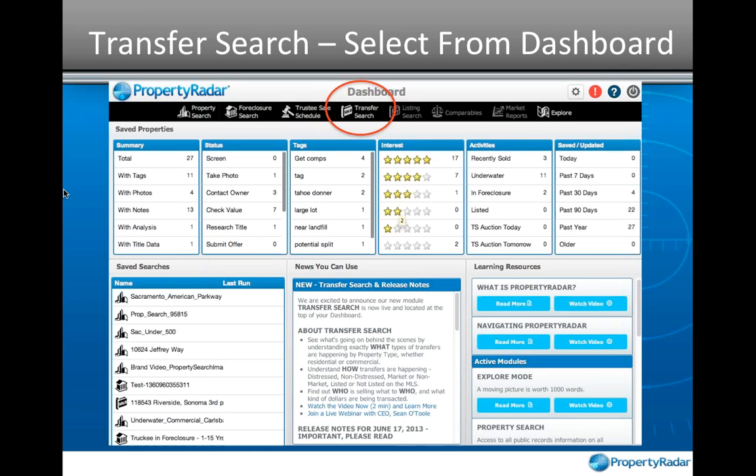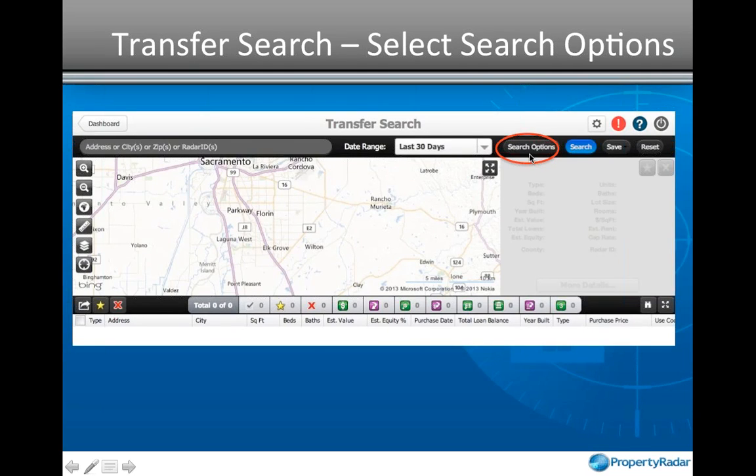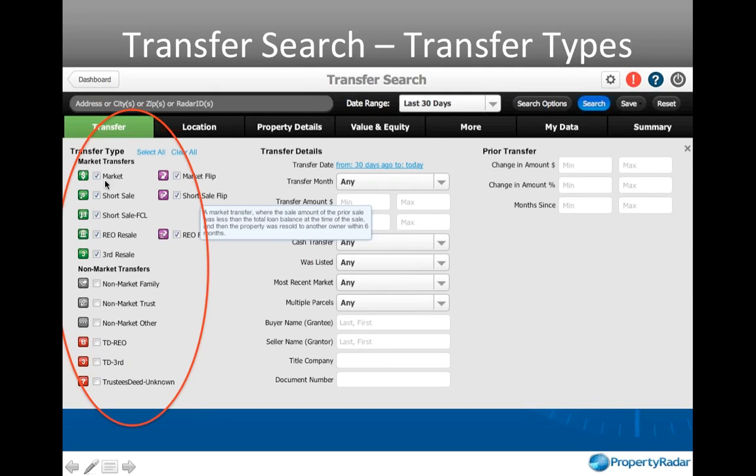So I want to give you just a quick overview here. The first thing you're going to do is select transfer search from the dashboard. So when you log in, you'll see this dashboard, and you click transfer search right there. This is going to bring you in, and you've got search options, and then you've got all the different transfer types under search options.